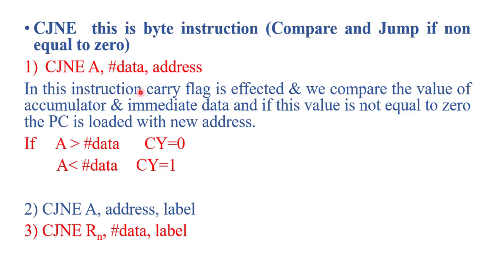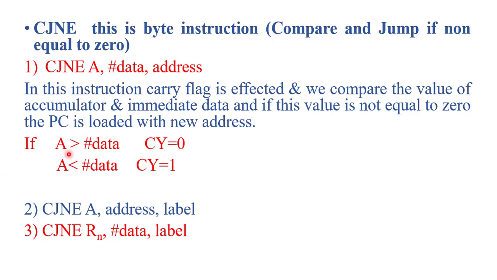This instruction affects the carry flag. In this instruction, first we compare the content of the accumulator and the immediate data. If these values are not equal, then the program counter is loaded with the new address and jumps to the new memory location. So in this instruction the carry flag is affected, and we compare the value of the accumulator and the immediate data, these two.